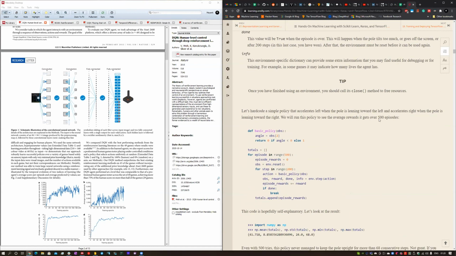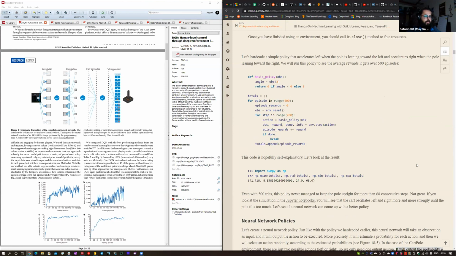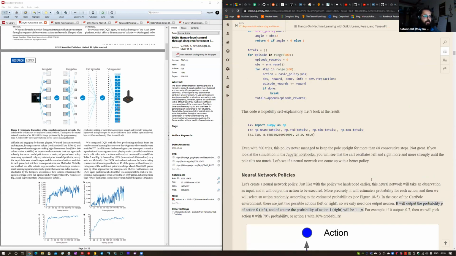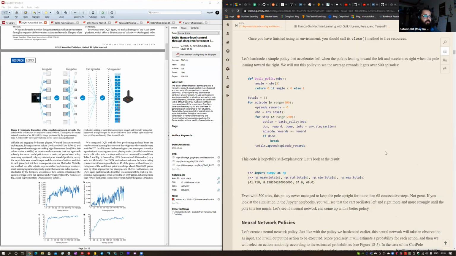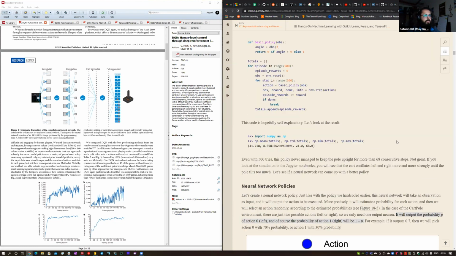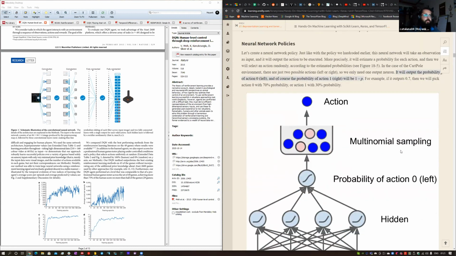Yeah, so these are the 4 parameters. These are the updates with respect to the rewards. This oscillates left and right until the pole tilts too much. This is an iterative approach. So then we look at the neural network policies here.